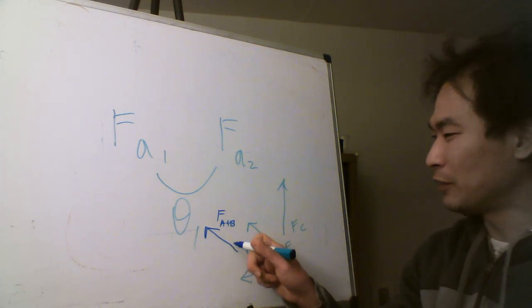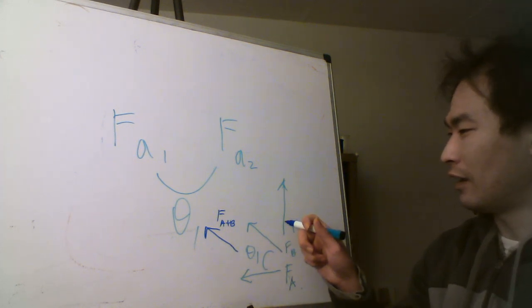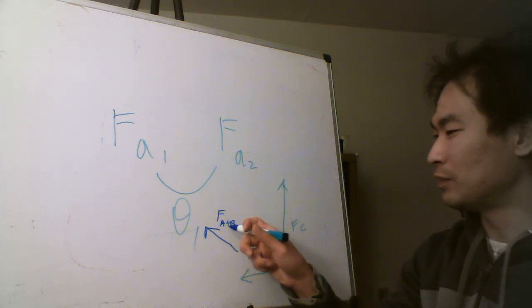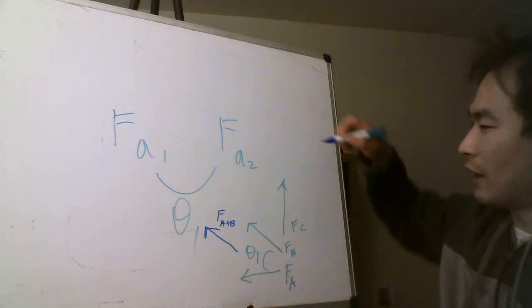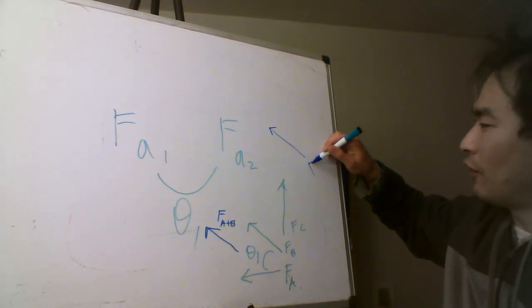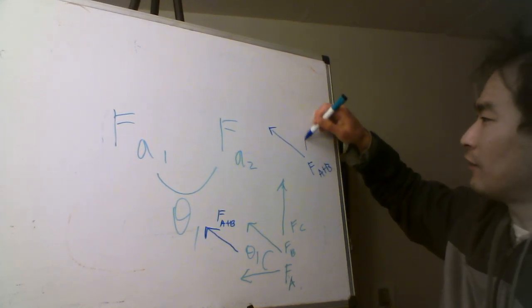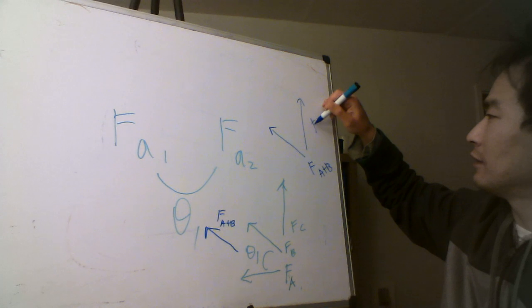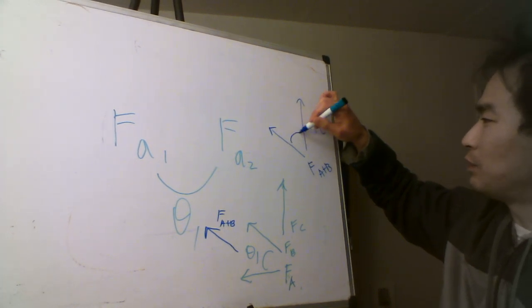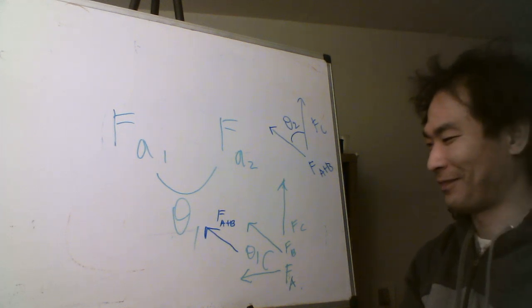Okay, so the angle between F of A plus B and F of C, I'll redraw it for you. That's F of A plus B, okay? And this is F of C. And this brand new angle, we call it theta 2.